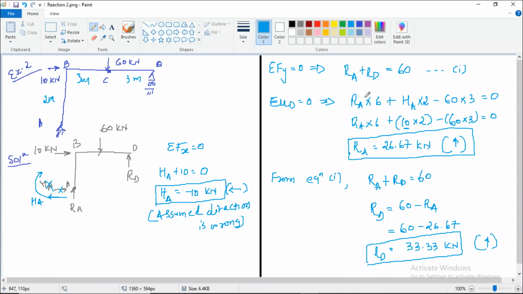Once you find out these reactions, you show these values in this free body diagram as well. At the end, draw this again. So Ra we got as 26.67, Ha we got as 10 kilonewton, and Rd is 33.33 kilonewton. So draw this diagram once you finish this numerical, or once you find out all the answers, right? Let us see one more numerical of a frame.